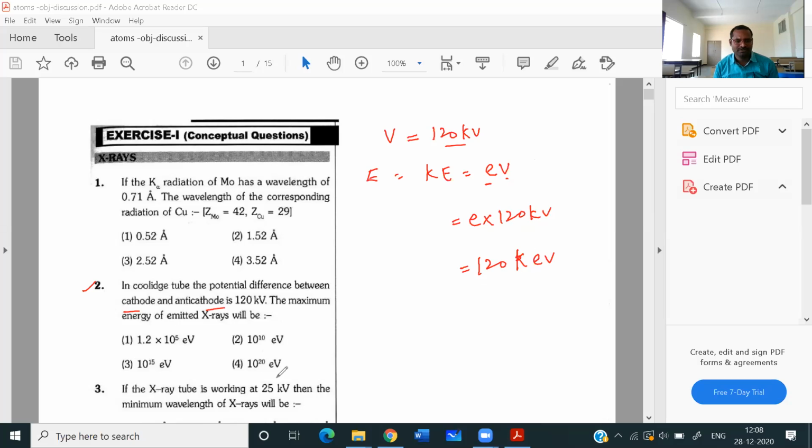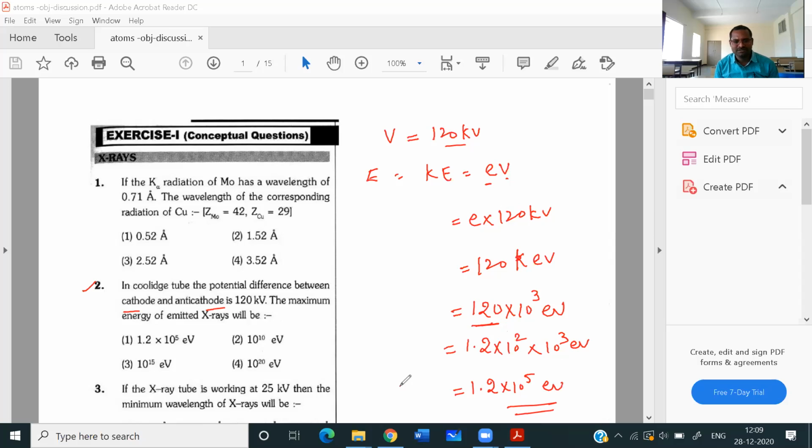The option is not in kilo electron volt, it is in electron volts. Let us write 120 into kilo, meaning 10 to the power of 3. 10 to the power of 3 is not there among the options, but 1.2 is. Convert 120 into 1.2 into 10 to the power of 2, so it is 120 into 10 to the power of 3 electron volt. So the total comes out to be 1.2 into 10 to the power of 5 electron volt.